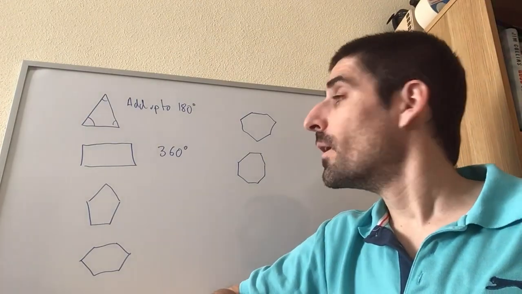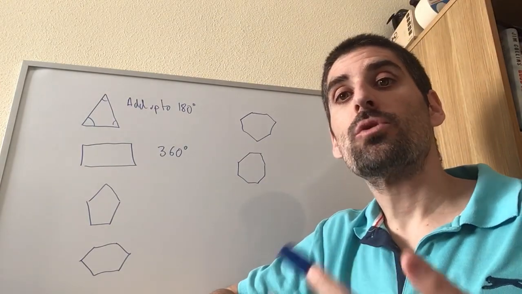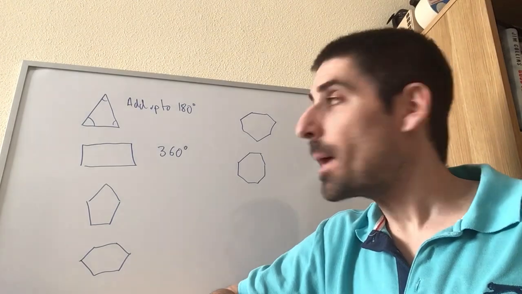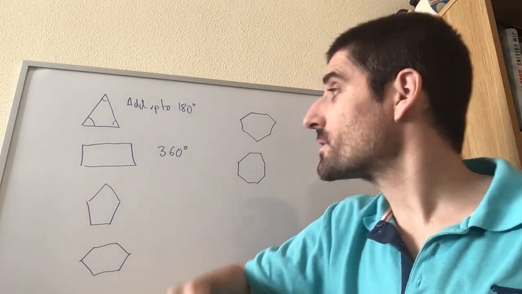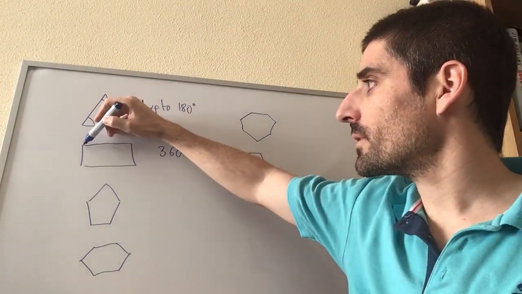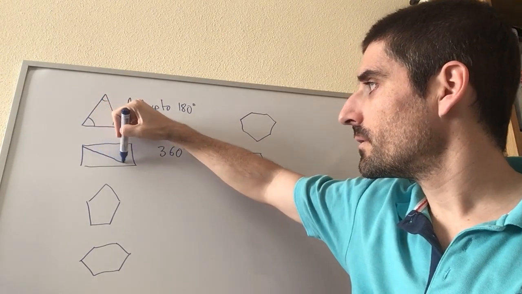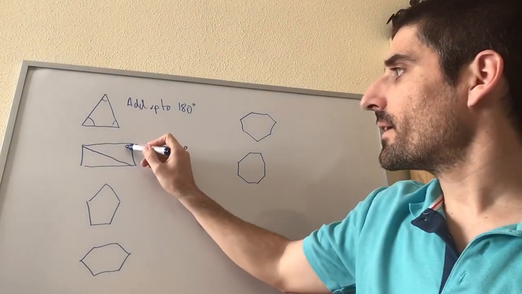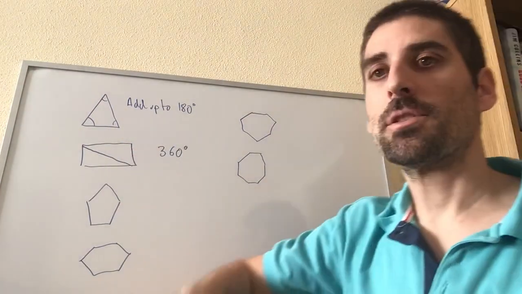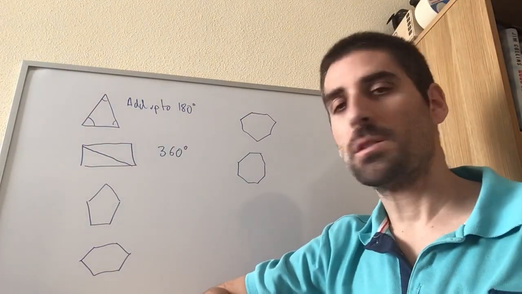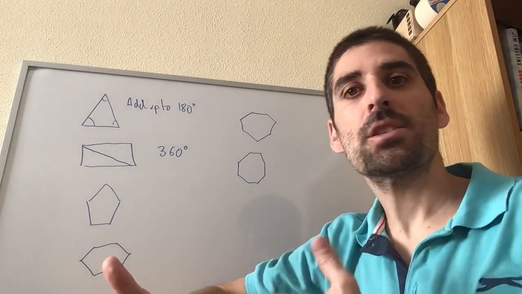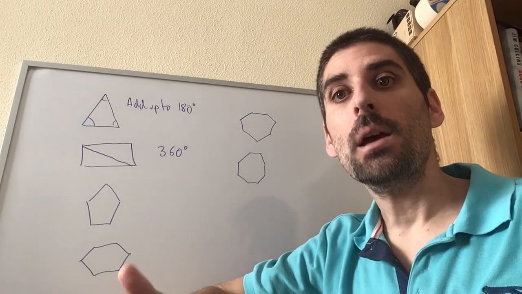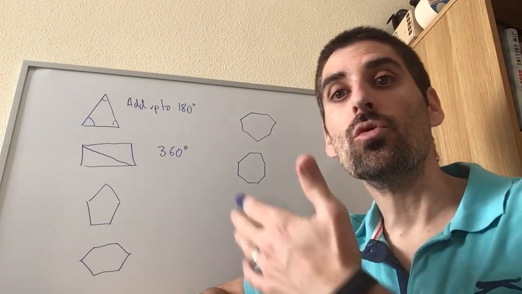Right. We know that the angles in a quadrilateral add up to 360 degrees because I can actually split the quadrilateral into two triangles. And 180 plus 180 is 360. So there you go. That's why the angles in a quadrilateral add up to 360 degrees. Because I can split it into two triangles.